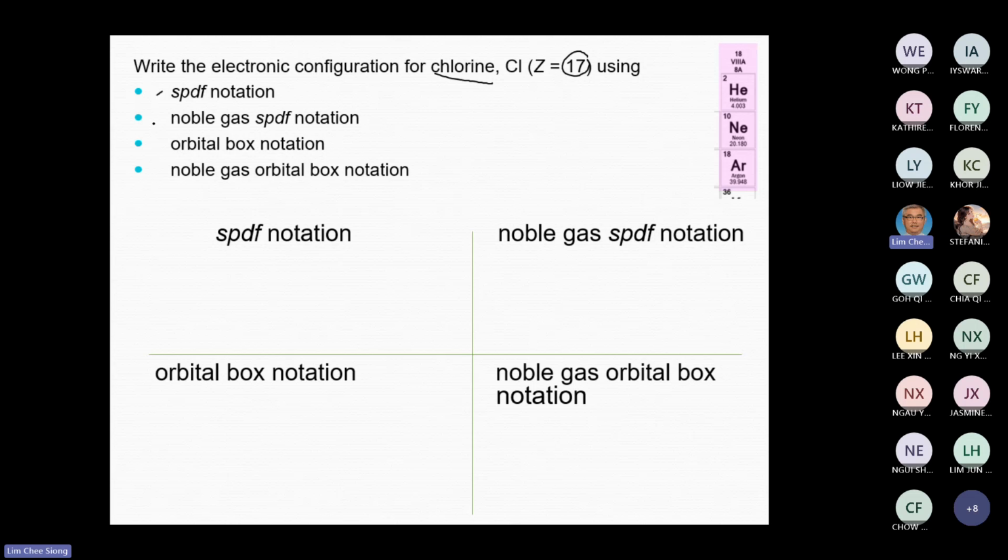Then we have totally 4 formats. You must be careful. Normally we have SPDF notation and orbital box notation. But somehow, some questions that come up use noble gas notation, and for noble gas you must be careful. So what should you do? We just start from the SPDF normal way. For chlorine, write down the electrons based on the number that we have.